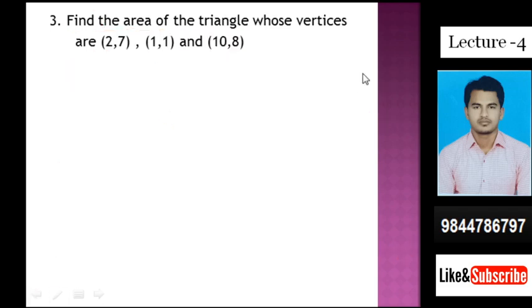Third example. Find the area of the triangle. Again, this is our type number 1 example, because I need to calculate the area. Delta is equal to question mark. So the vertices are x1 y1, x2 y2, and x3 y3. This is for homework. Comment your answer in the comment box. I just need to see how many people will do this example.